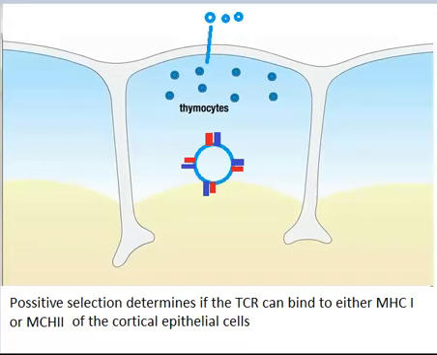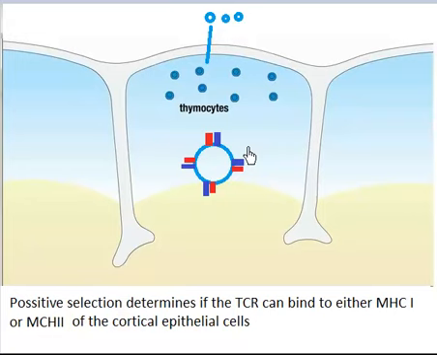Positive selection will determine whether the T cell receptor, which is CD8 or CD4, could bind either MHC class 1 or MHC class 2 proteins that are found on the surface of the cortical epithelial cells in the cortex. If they could even weakly bind to any of those MHC class 1 or MHC class 2, they're okay, they're selected as positive selected cells. If they cannot bind to MHC class 1 or MHC class 2, then they're not selected. They cannot go through this process of positive selection.